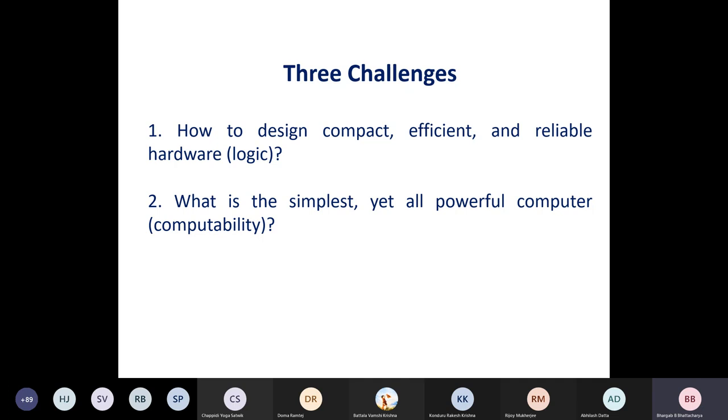Okay, so I want a structure of the machine. I want to envisage the structure of a machine which is powerful enough so that it can compute, it can run algorithms or programs, but at the same time, it is simplest in nature. And this is the question which is known as the issue of computability.